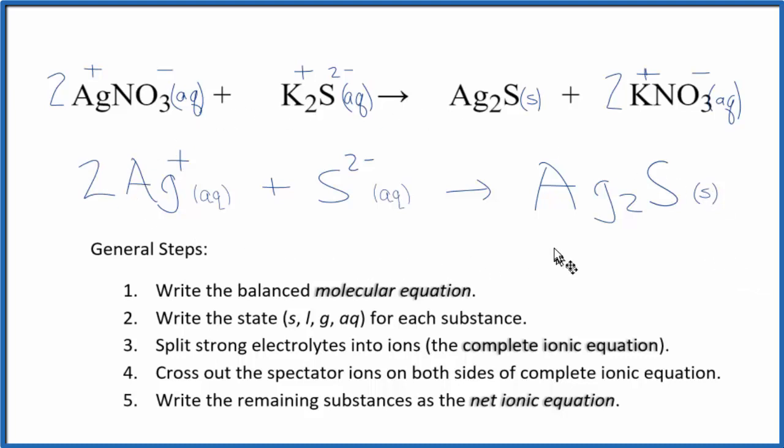And this is the net ionic equation for silver nitrate plus potassium sulfide. You'll note that charge is balanced. We have 2 times 1 plus, so the 2 plus and the 2 minus, they cancel out, give us a neutral compound here. And then mass is conserved as well. 2 silver atoms here, 2 silver atoms here. 1 sulfur, 1 sulfur.